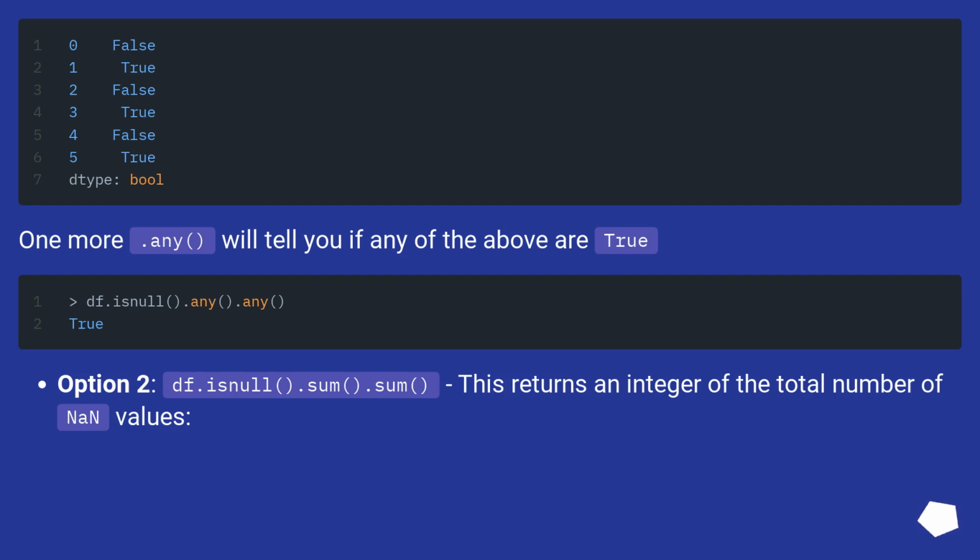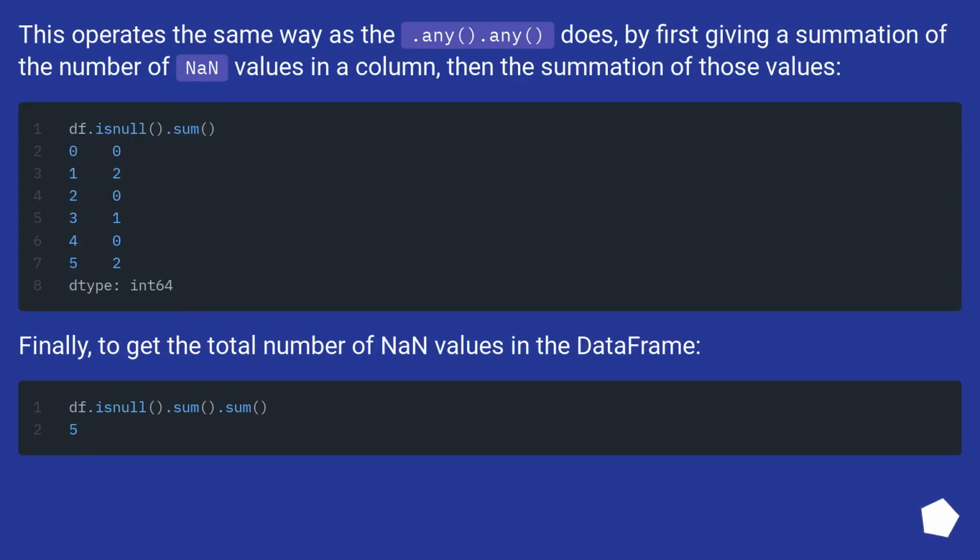Option 2, df.isnull().sum(). This returns an integer of the total number of NaN values. This operates the same way as the .any() does, by first giving a summation of the number of NaN values in a column, then the summation of those values. Finally, to get the total number of NaN values in the data frame.